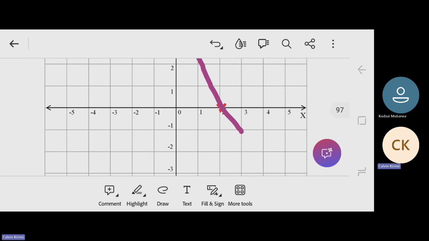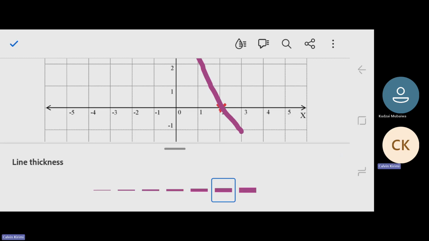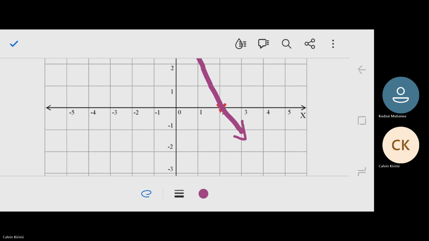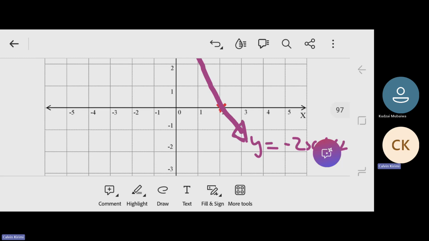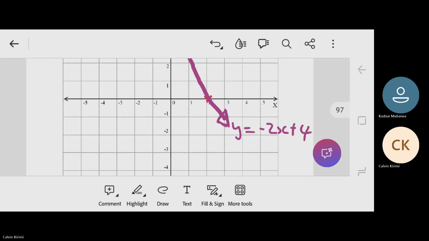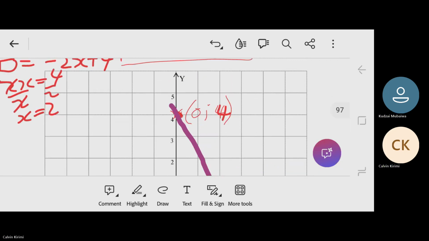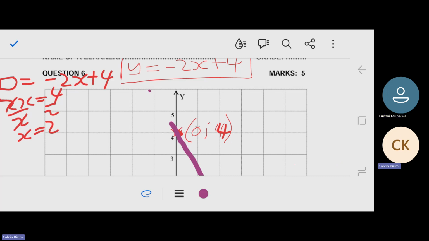Then you label the line to say this is the equation of y is equals to negative 2x plus 4. Arrow showing that it's going downwards, decreasing, isn't it? The arrow down. If it was increasing, the arrow will be facing upward. So those are your key points. Then it must extend with the ruler going that side. That is your equation of the line.